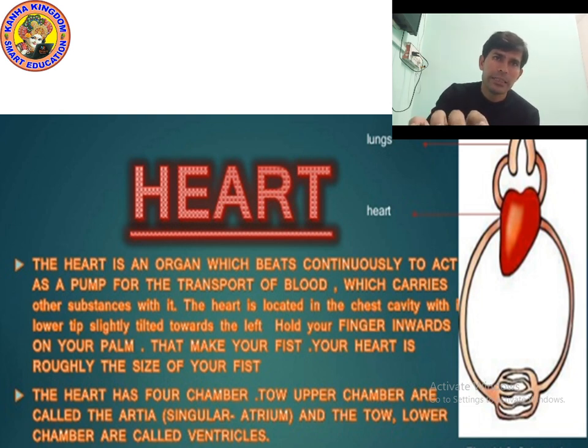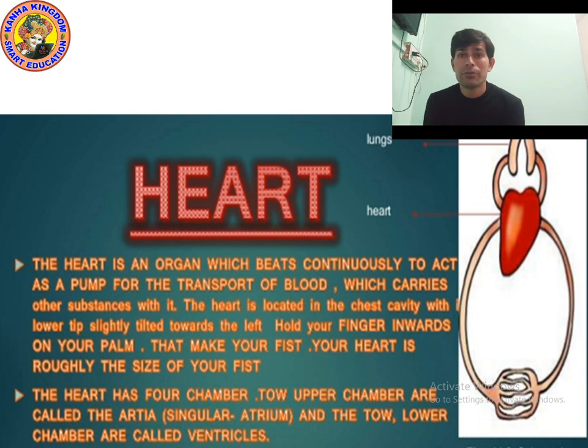As you can see on the screen, this is the heart. The heart is an organ which beats continuously. The heart acts as a pump. The size of our heart is almost equal to our fist. And our heart is divided into four chambers: left atrium, right atrium, left ventricle, right ventricle. These are the four parts.